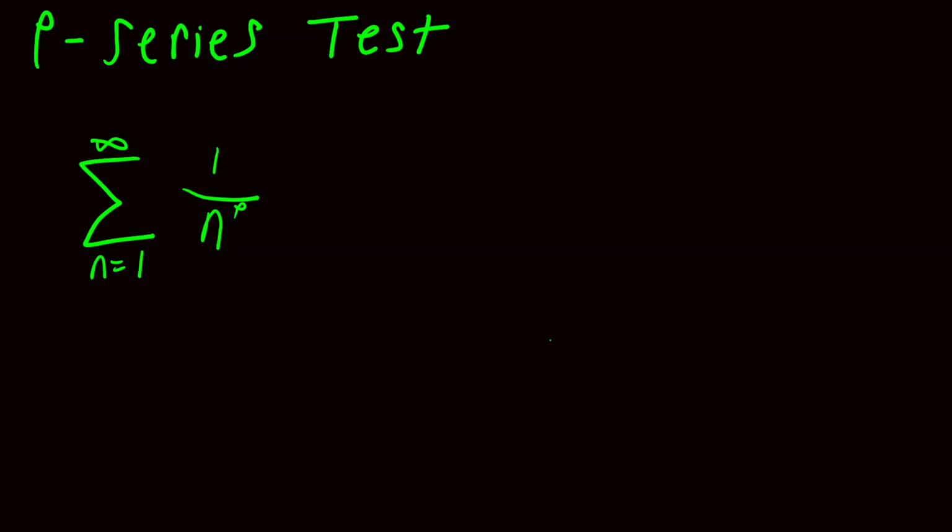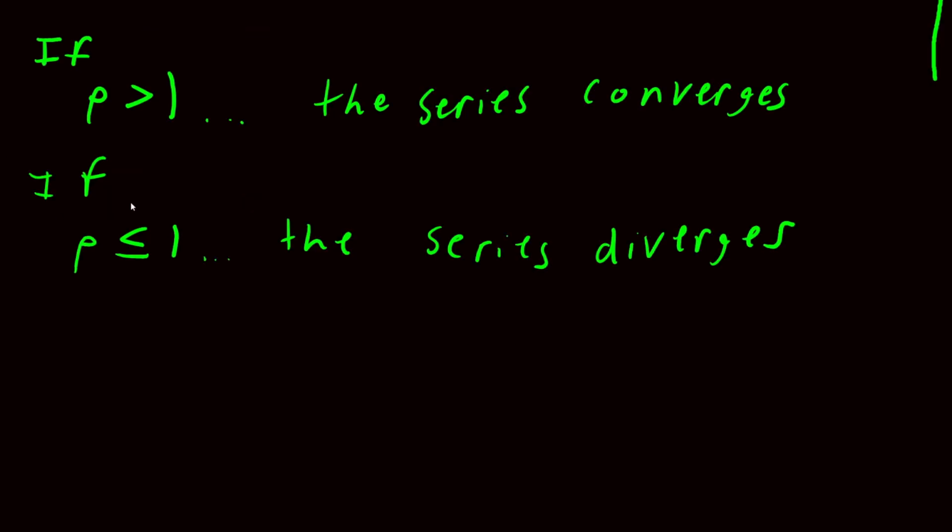Well, p-series are usually in this kind of layout, where it's the summation from 1 to infinity of 1 over n to the p. That's it. And there's exactly one rule. If p is bigger than 1, the series converges, and if p is less than or equal to 1, the series diverges. That's the only rule. There's no limits, no integrals, nothing. So let's put that into practice.